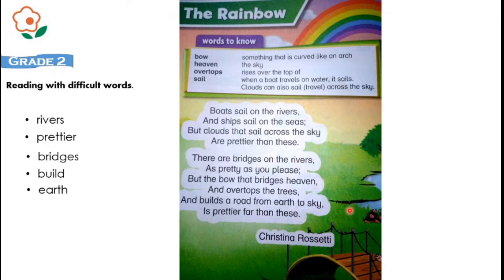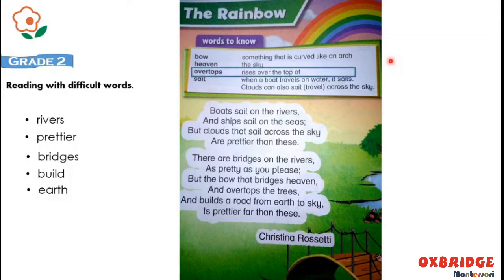So today we are going to read the poem, Unit 1 poem, The Rainbow, and here you can see some words to know on your screen, and I'm going to read these words to know one by one. Bow. Bow means something that is curved like an arc. Heaven, the sky. Overtops, rises over the top of. Sail. When a boat travels on water, it sails. Clouds can also sail. Sail means also travel across the sky.